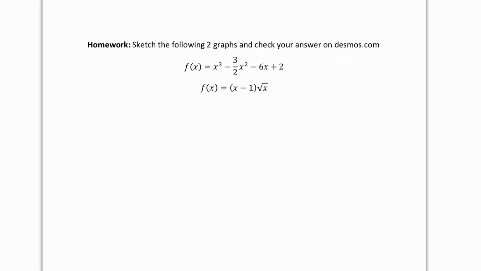So for homework, go ahead and sketch these two graphs, and then check your answer on Desmos. You can find the relative max and min, the intervals where it's increasing, decreasing, and then make sure you have a nice sketch. In the next video, we'll look at some more topics on curve sketching.